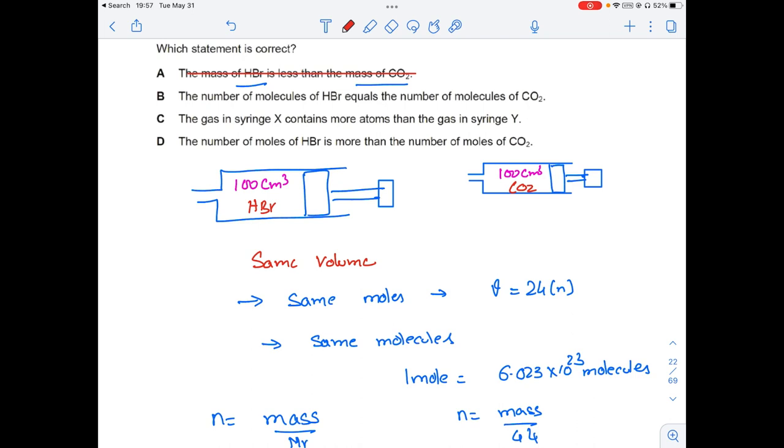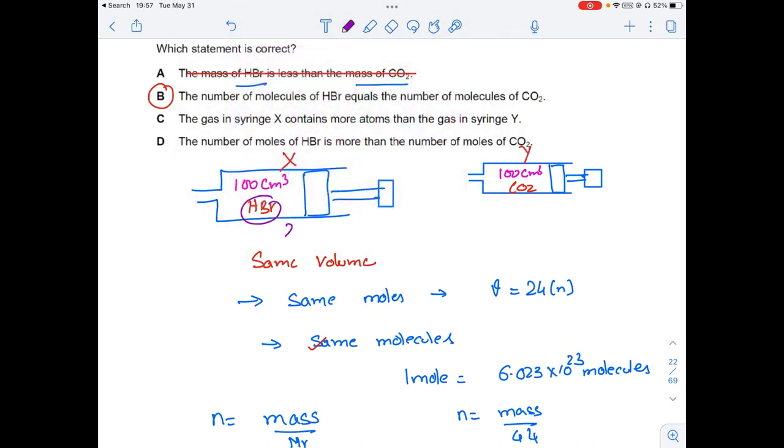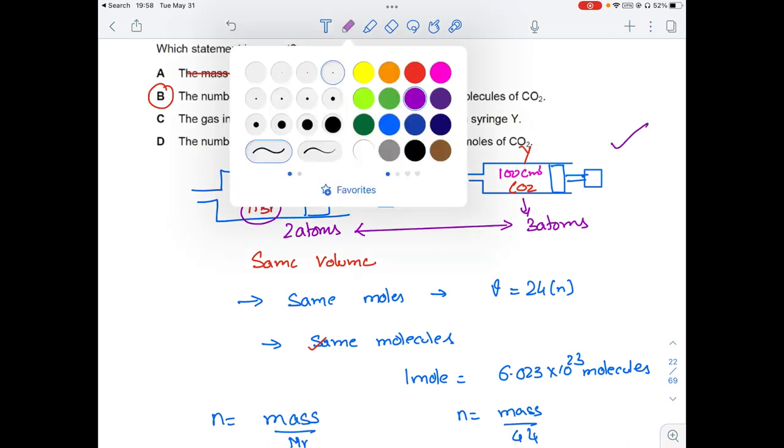Now, the number of molecules, we just considered, are the same, so option B is correct. What about C and D? The gas syringe X contains more atoms than gas syringe Y. This is X and Y. Is that correct? HBr has 2 atoms and CO2 has 3 atoms. So every time HBr has only 2 atoms, whereas CO2 has 3 atoms. So obviously Y will have more atoms than X. So option C is also wrong.